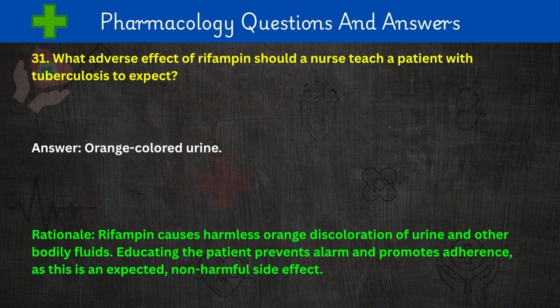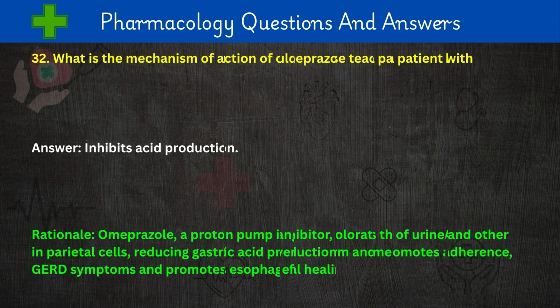31. What adverse effect of rifampin should a nurse teach a patient with tuberculosis to expect? Answer: orange-colored urine. Rationale: rifampin causes harmless orange discoloration of urine and other bodily fluids. Educating the patient prevents alarm and promotes adherence, as this is an expected, non-harmful side effect.